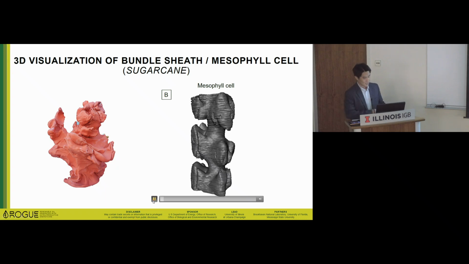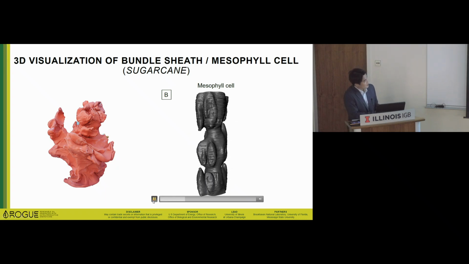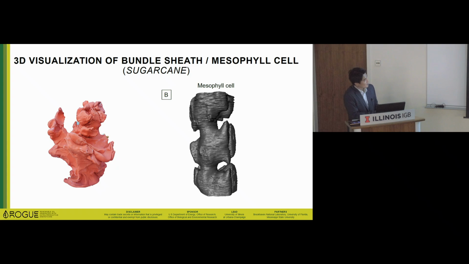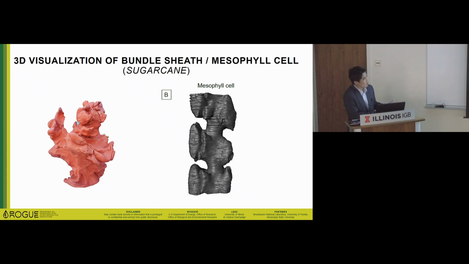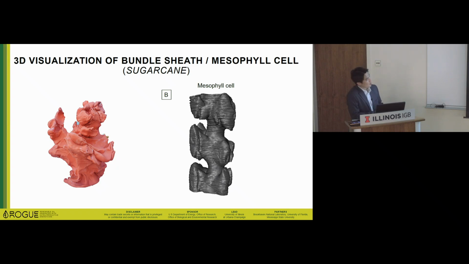That's the 3D image of the mesophyll cell. They look bumpy and very low. It's very hard to explain their shape, but I will talk a little later about why they look like this, very spiky and bumpy.